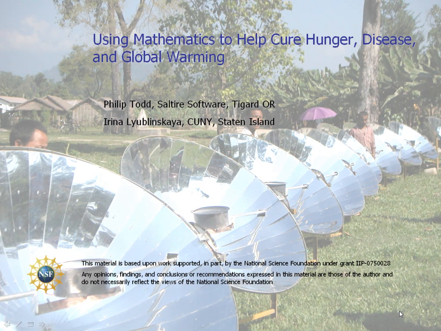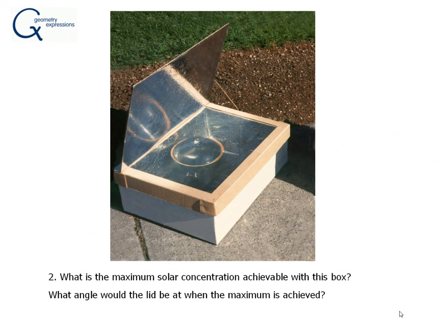This is part 3 of my talk, using mathematics to help cure hunger, disease and global warming, an analysis of solar concentrators. In part 1 and part 2 we looked at a simple solar concentrator consisting of a box with a reflective lid. We're now going to look at parabolic reflectors.